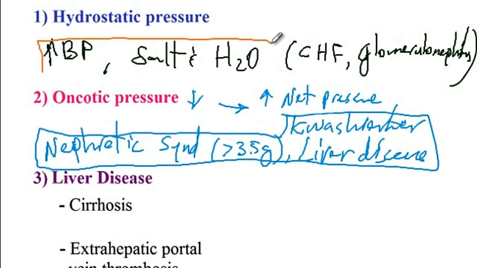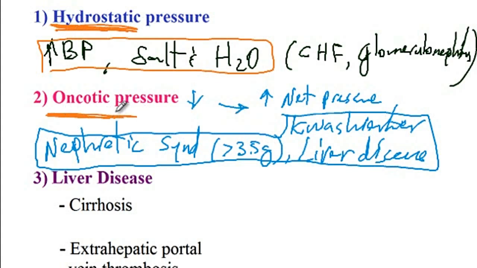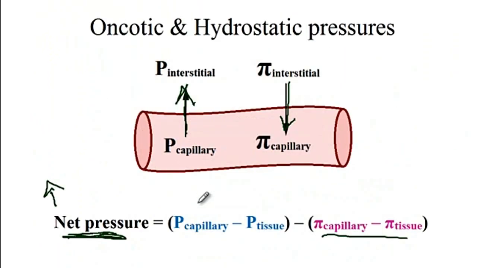While high blood pressure as well as salt and water retention from congestive heart failure or glomerulonephritis will do the same thing, they would cause leakage of fluid from the capillaries into the interstitial space, but it's through increased hydrostatic pressure, versus hypoalbuminemia that causes decreased oncotic pressure. So let me show you the equation one more time. So either increasing the hydrostatic pressures or decreasing the net oncotic pressures will cause increased net pressure for the leakage of fluid from capillaries out into the interstitial space.